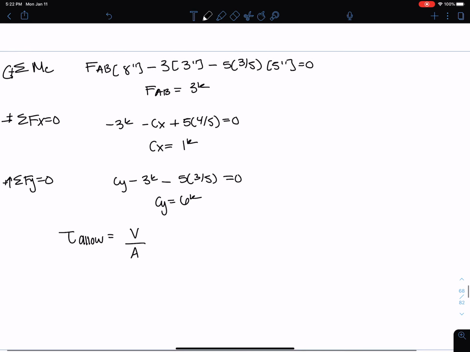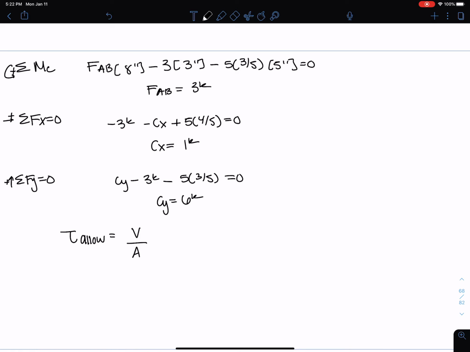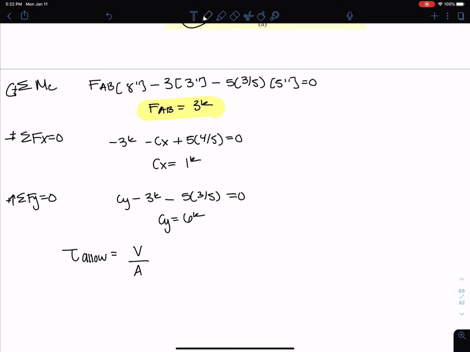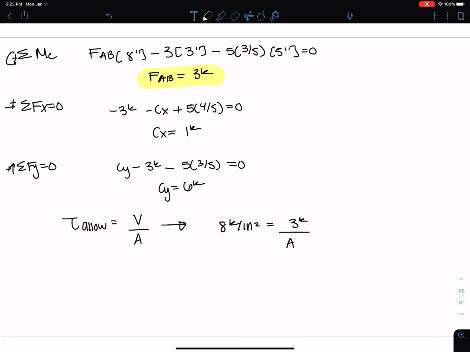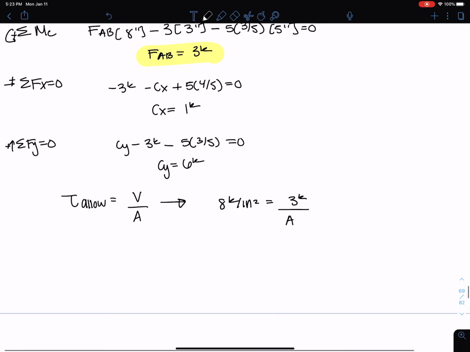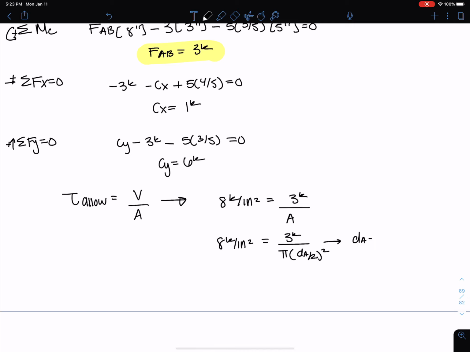So we first need to figure out, what is V at A? Well, I just solved for that. V at A is 3 kips right here. So I actually have everything I need to solve for A here. So my tau allowable was given as 8 kips per inch squared. That's equal to 3 kips divided by the area. Instead of just solving for this, I'm going to say 8 kips per inch squared equals 3 kips divided by pi times the diameter over 2, pi r squared. And I can solve here for the diameter is equal to 0.691 inches.